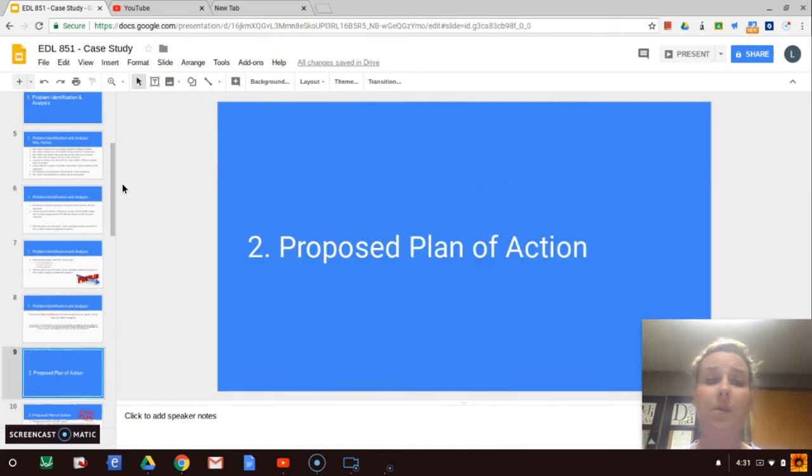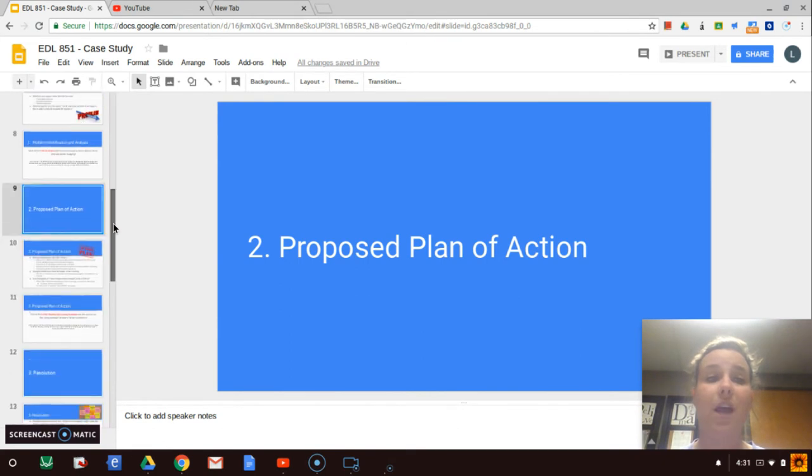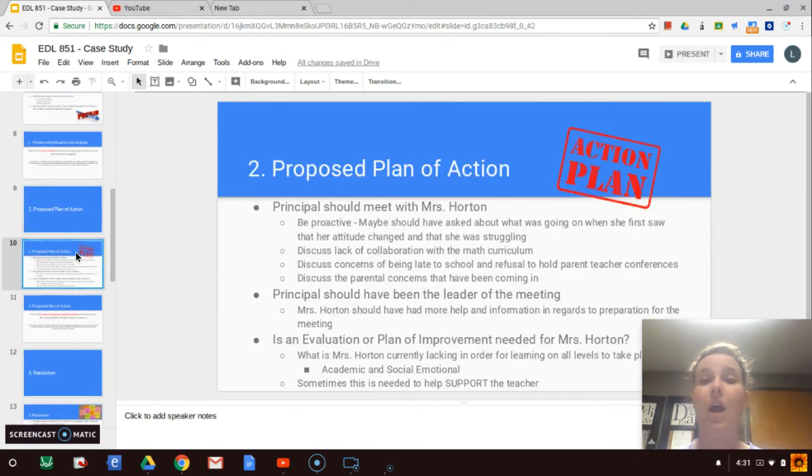A proposed plan of action. So what should happen from here? I think one of the things that should have happened is that the principal should have met with Mrs. Horton to be proactive, asked her what was going on when she first saw the stress, discussed the lack of collaboration with the math curriculum, the concerns of being late to school and the refusal to hold parent-teacher conferences, and the parental concerns that had been coming in, I think needed to be shared up front as well.